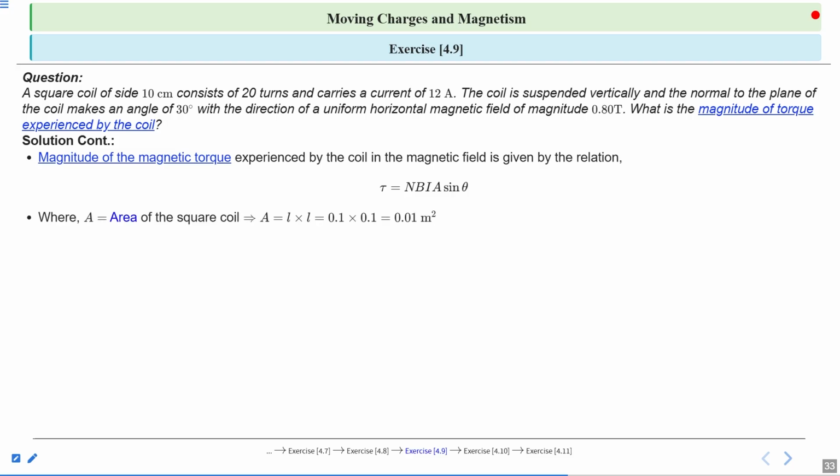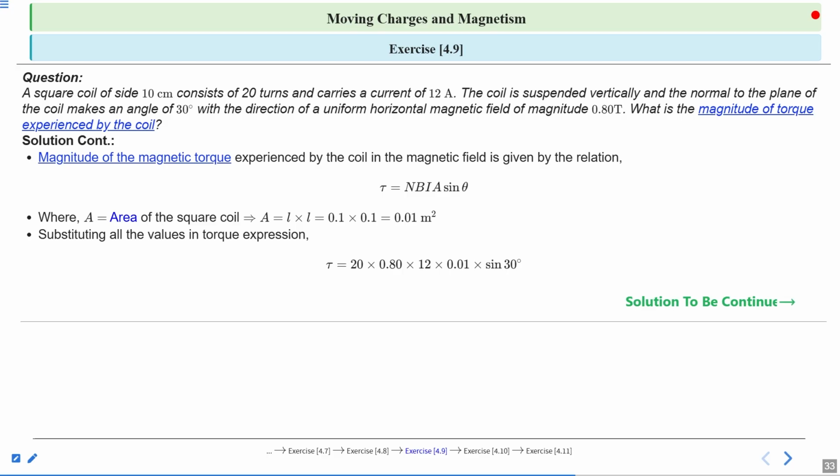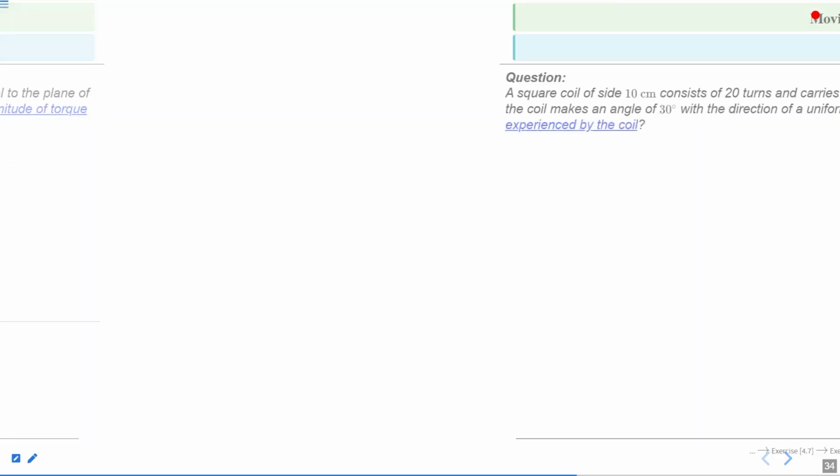A is the area of the coil, and because it is a square coil, A is equal to L cross L, which is 0.1 into 0.1 equal to 0.01 meter square. After substituting all the values in the torque expression, you will get tau is equal to N 20, B 0.8, current 12 ampere, A 0.01, into sine 30 degree. Sine 30 degree is 0.5 or 1 by 2.